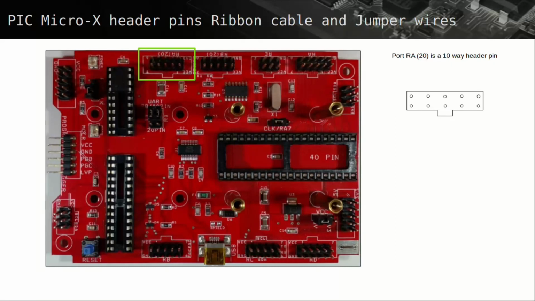The graphic on the right shows the pins of RA20. Note the orientation of this graphic matches the actual RA20 header. A keyway below, as seen on the printed circuit board, assists with the correct alignment of the ribbon cable's connector.